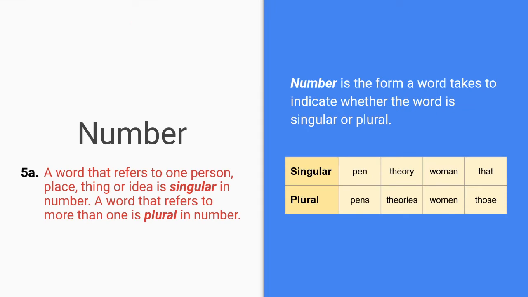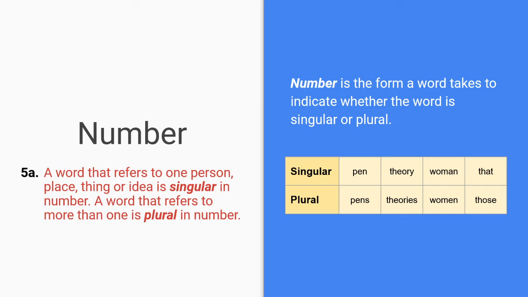So what is a number? A number is the form a word takes to indicate whether the word is singular or plural. When we first started learning about nouns, we probably learned that the most common way to take a noun from singular to plural is to add an S to the end of it. As you can see in the table on the right, we've done that with the noun pen. Just add an S, it becomes pens. You can do that with dog becoming dogs, cat becoming cats, car becoming cars. The vast majority of our nouns, we add an S to make them plural.